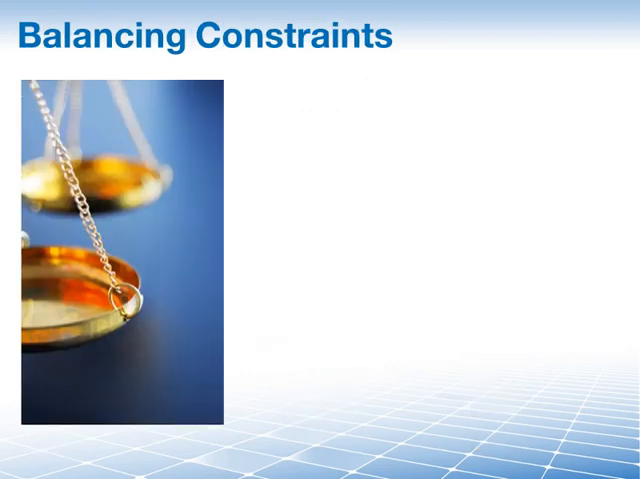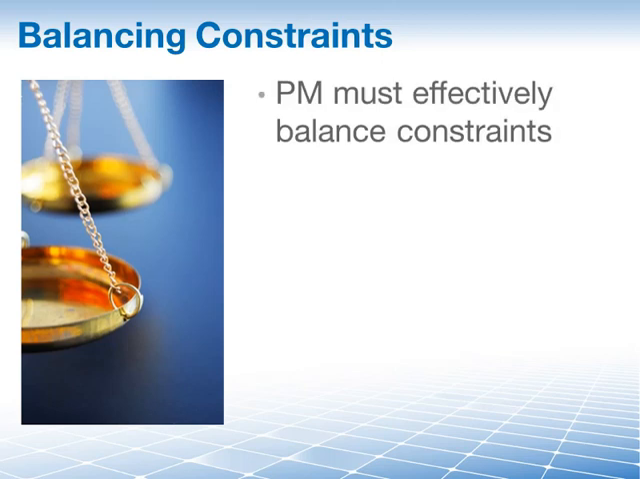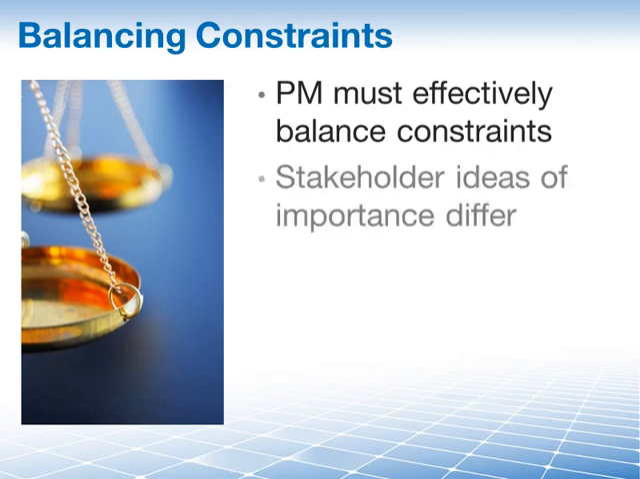As you can see, each of these 6 constraints on your project are constantly competing with each other and have a profound effect on your project success. This is why it is crucial for you as the project manager to effectively balance these constraints throughout the project. Project stakeholders may have differing ideas as to which factors are the most important ones at any given time during the project, creating an even greater challenge for you as the project manager.